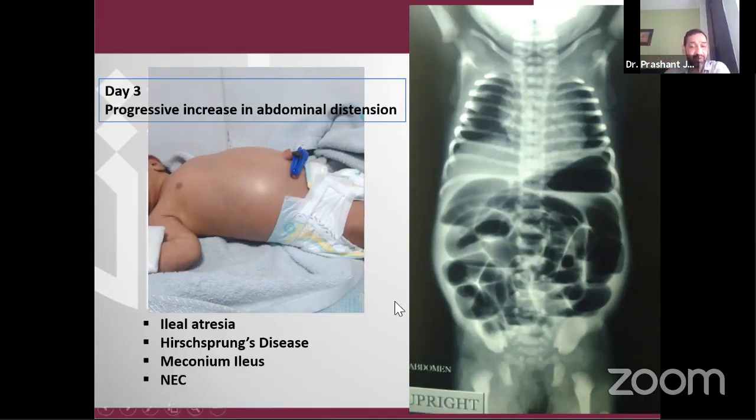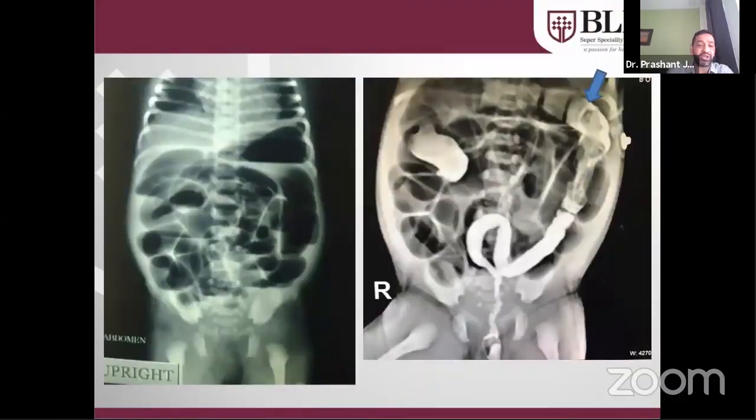So as I have previously mentioned, such a picture is suggestive of some distal gastrointestinal obstruction, and it could be because of ileal atresia, Hirschsprung disease, or meconium plugs. Now, just on the basis of this plain X-ray, we cannot make a diagnosis. And so the next step is to order a gastrografin enema study.